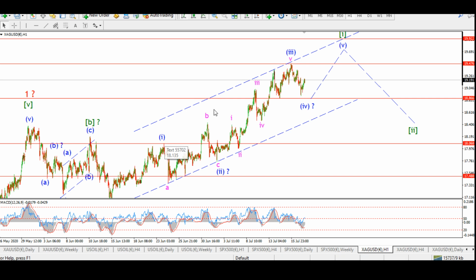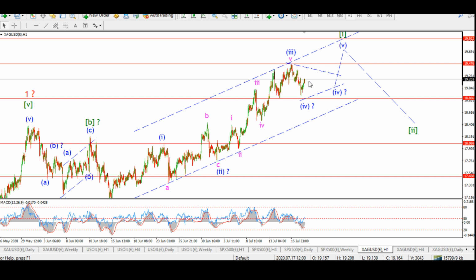Seeing as we have a running flat wave 2, I would prefer to see maybe a triangle develop here in a fourth wave. So that would kind of elongate the price action over the next few days. Maybe we just flatten out, and maybe we become range bound over the next couple of days in wave 4 before accelerating higher in wave 5 again. We'll have to see how that develops.